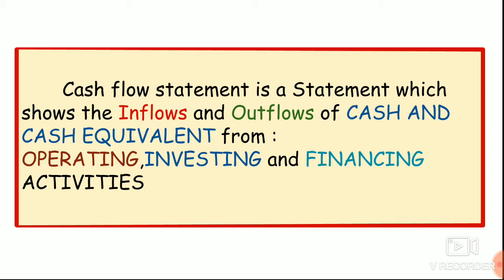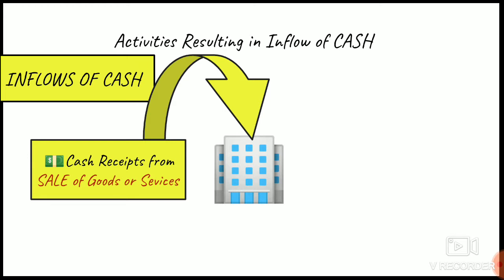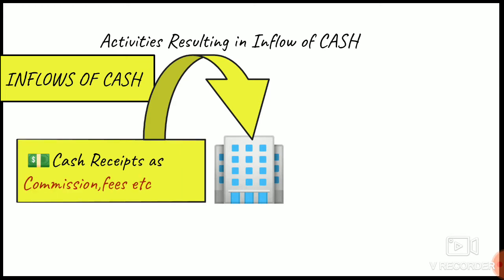Now to explain this in more detail, let me show you some examples of activities of a business which result in inflow of cash in a business. Cash received from sale of goods or services will result in inflow of cash, as cash will come into the business when goods or services are sold for cash. Cash received as commission, fees, etc. also will result in inflow of cash.